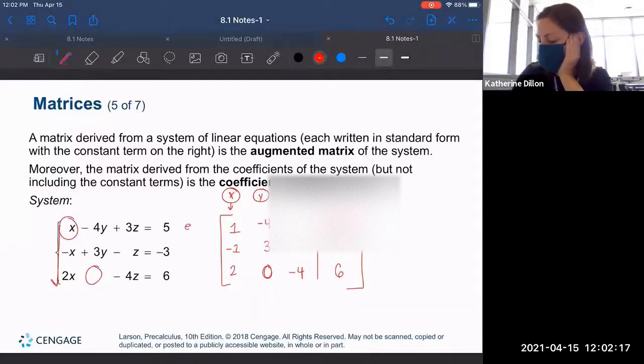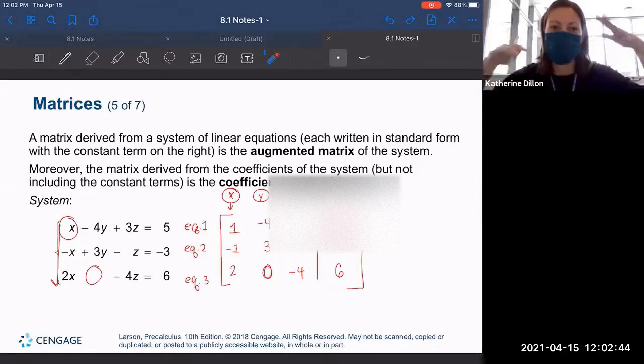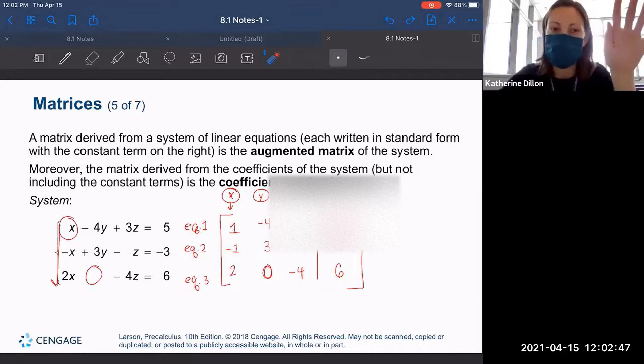If you want to, you can write equation 1 here, equation 2 here, equation 3 here, just to show that each row is representing an equation and each column is representing a different variable. So again, this part up here and this part over here, my labels, they're not officially part of a matrix. I'm just doing that so we can visualize what's happening.